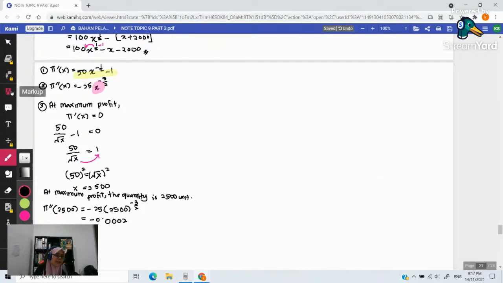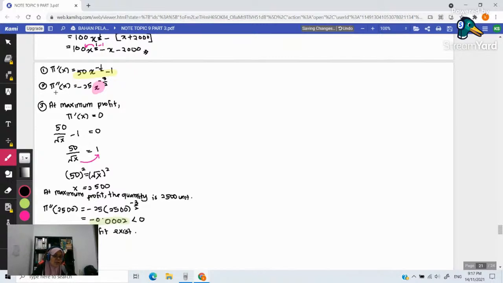Based on this value, we need to make a conclusion. Is it greater than 0, less than 0, or equal to 0? This is less than 0 because it is a negative number. So we must write the conclusion: maximum profit exists.